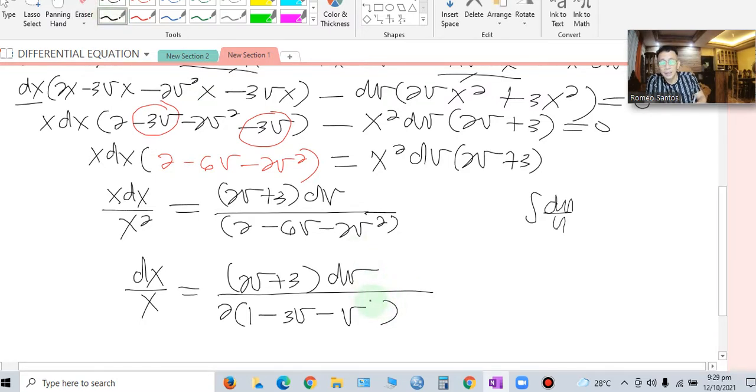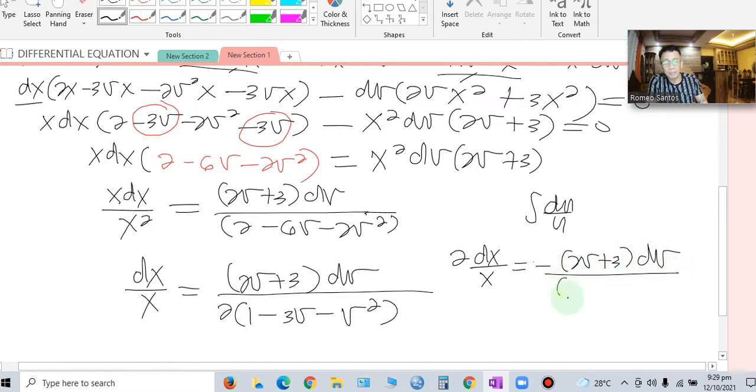Hirap talaga yung nagka-copy kahit hindi squared lang ito. Okay, so the derivative of this is negative 2b plus 3. Of course, the derivative yung sa taas is 2b plus 3. So, pwede naman ilabas natin yung negative, baliktarin natin ito. Okay, so we can rewrite this as dx, yung 2, ilagay natin 2x, and we have now negative 2b plus 3 db.